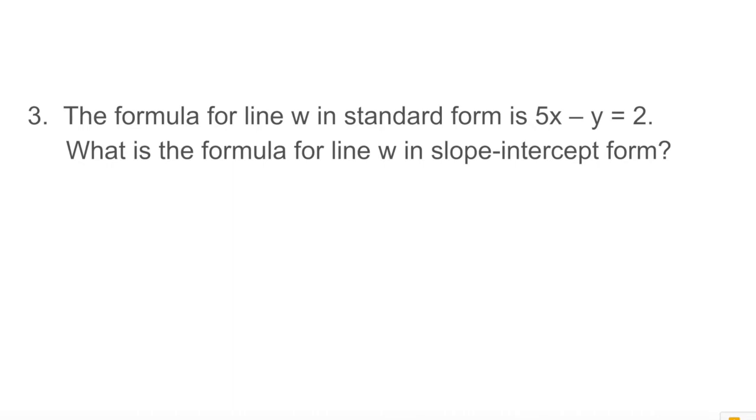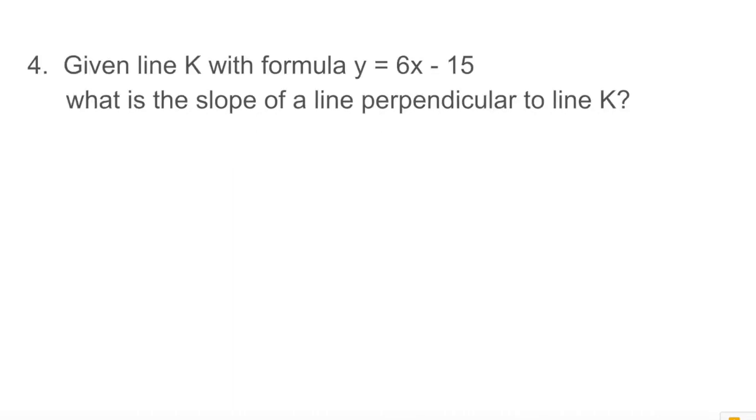Okay, let's look at another problem. Given line K with formula y equals 6x minus 15, what is the slope of a line perpendicular to line K? So we're looking for a slope of a line perpendicular to line K. Well, the slope of this line is 6, right? So if m equals 6 of K, what is the line perpendicular to that? Well, it's the negative reciprocal of 6, right? So we're going to take the negative of it, and then we're going to put 1 over 6. So that's the slope of the line that's perpendicular to K.